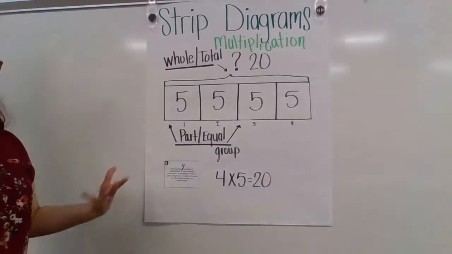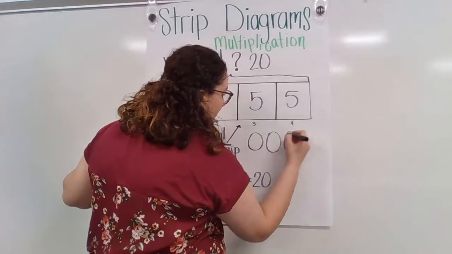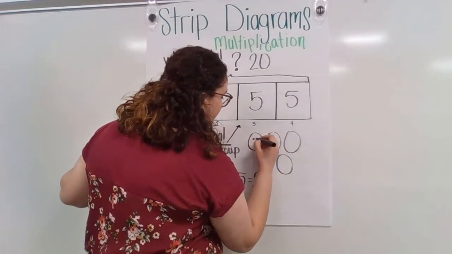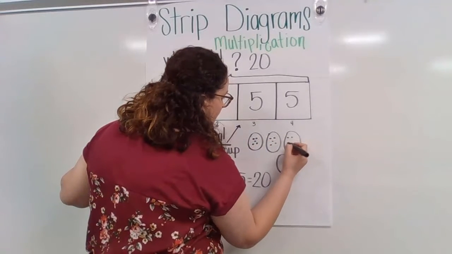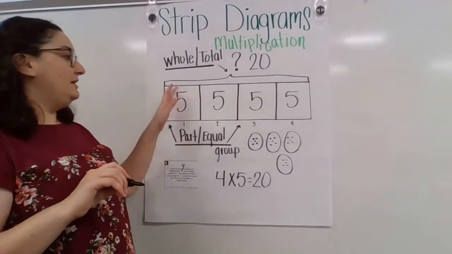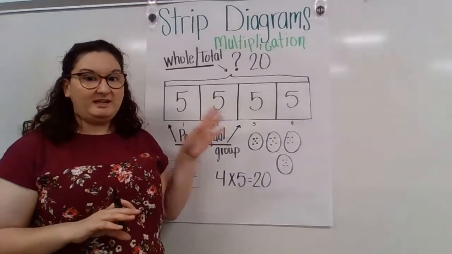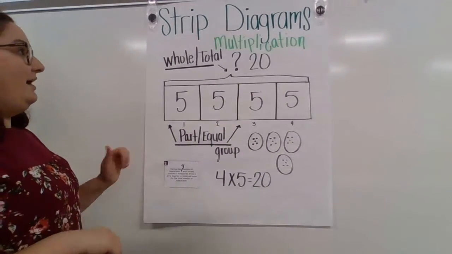Now, guys, you could also draw your picture. You could do 4 groups with 5 inside. This picture is what we would be doing with our strip diagram, but instead of drawing pictures, I'm putting my numbers in my groups. I'm actually going to go over to the Elmo, and we're going to work through a few more multiplication problems, and then we're going to switch over to division.